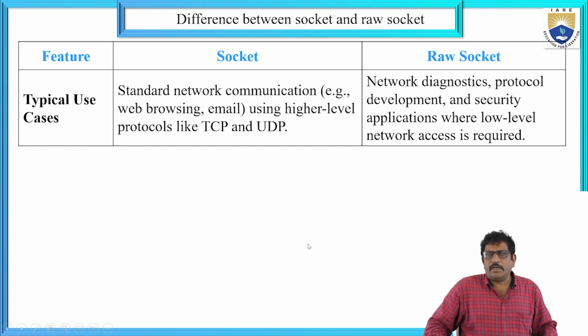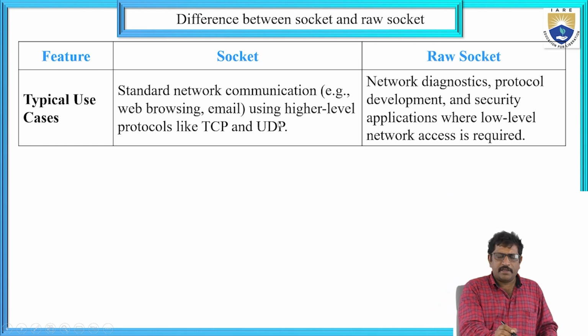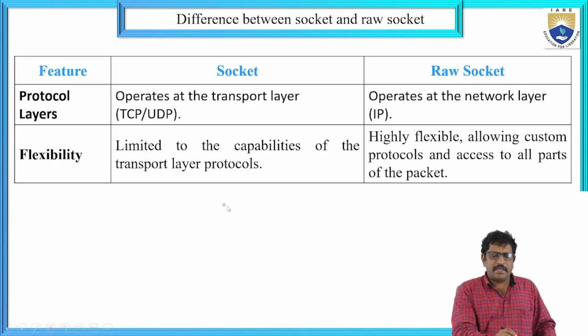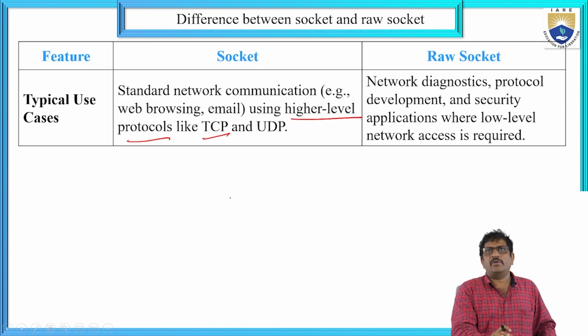Now the use cases. What use cases can be covered by a socket and by a raw socket? In a socket, we generally use standard network communication, for example web browsing and email. For these use cases we can utilize high level protocols, that is the Transmission Control Protocol and the UDP protocol. These high level protocols can be utilized for socket standardization.